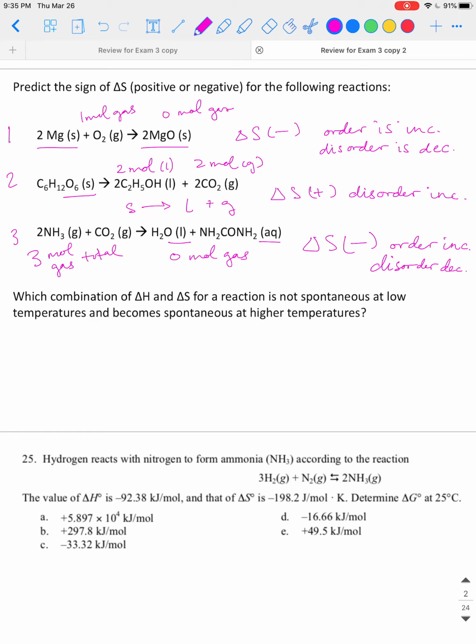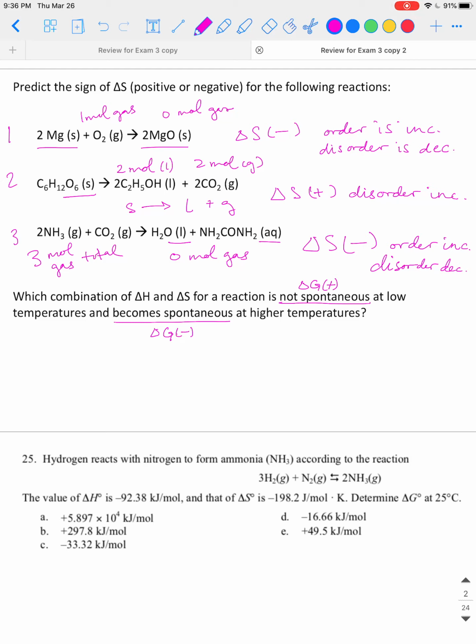Next question. Which combination of delta H and delta S for a reaction is not spontaneous at low temperatures and becomes spontaneous at higher temperatures? So real quick, before I even begin to analyze this problem, if something is not spontaneous, that means the delta G has a positive value. We have a positive delta G. Okay, and then if it becomes spontaneous, that means the delta G becomes negative.